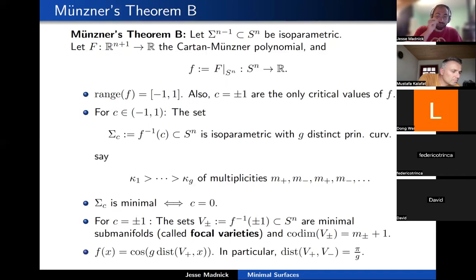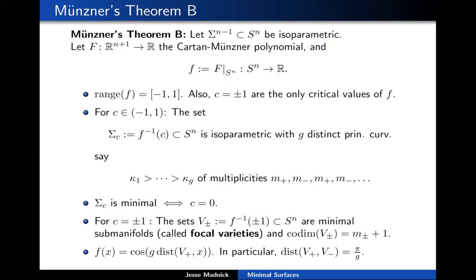And finally, I'll mention that there's this very nice geometric interpretation of little f. Of course, we know it's the restriction of the Cartan-Münzner polynomial, but it also equals cosine of g times the distance to V plus. Okay, so in particular, it follows that the distance between V plus and V minus is equal to pi over g, where again, g is 1, 2, 3, 4, or 6.